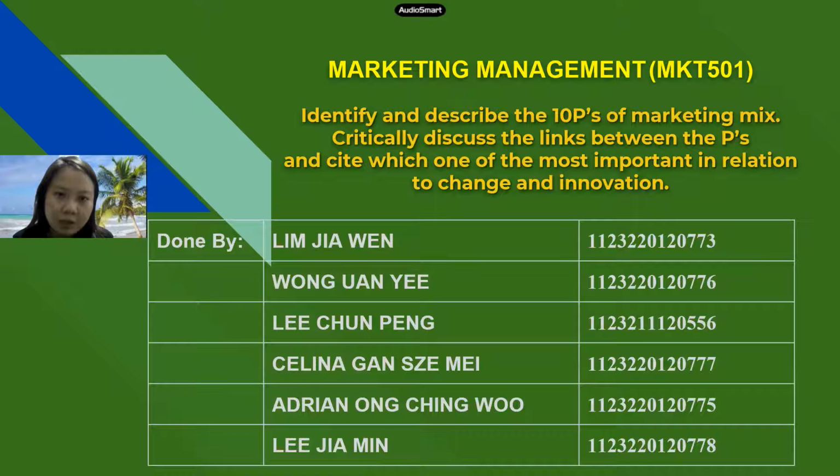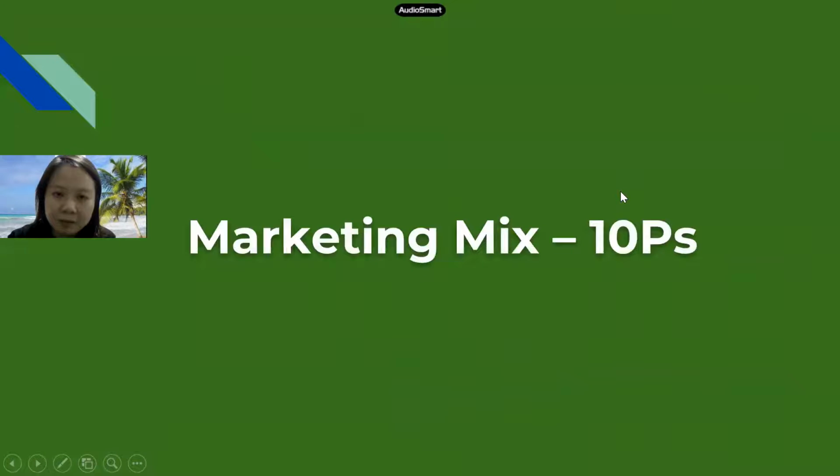I represent my group, and this assignment is regarding identifying and describing the 10 P's of marketing mix, critically discussing the link between the P's, and citing which one is most important in relationship to change and innovation. My team members are Wani, Chunpei, Selina, Adrian, and also Jiaming. So let's talk about the 10 P's of marketing mix.